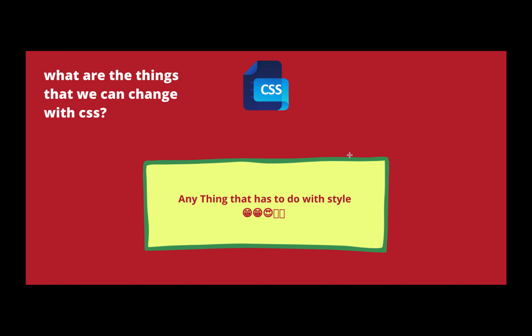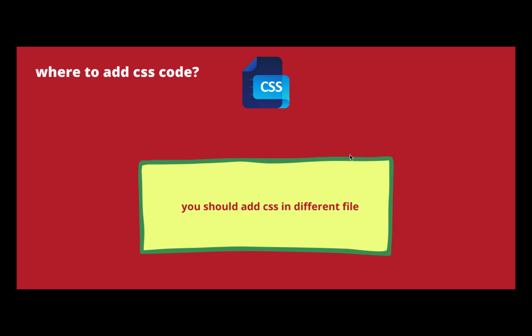And the stuff that I mean with the style, for example, background colors, font size, colors, let's say shadow, borders, all these kinds of stuff are really related to the style part. So we can use CSS to modify, add and delete them. So now what we are going to discuss here is where we should add CSS code.